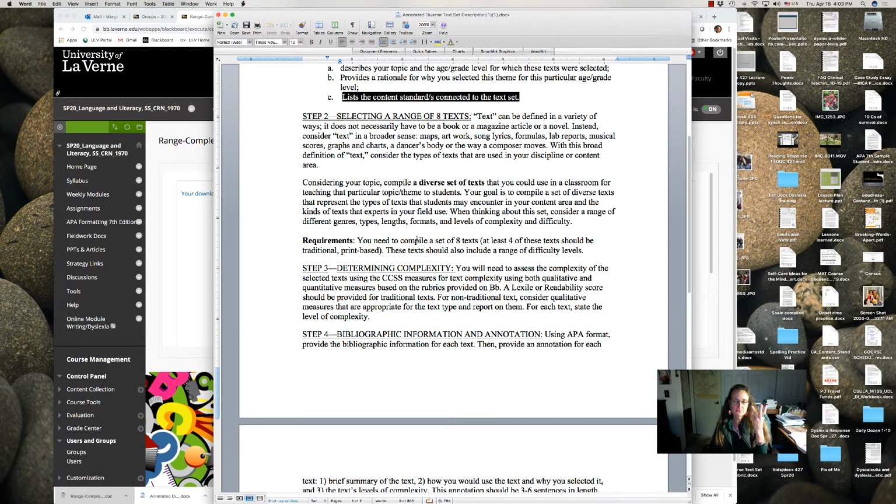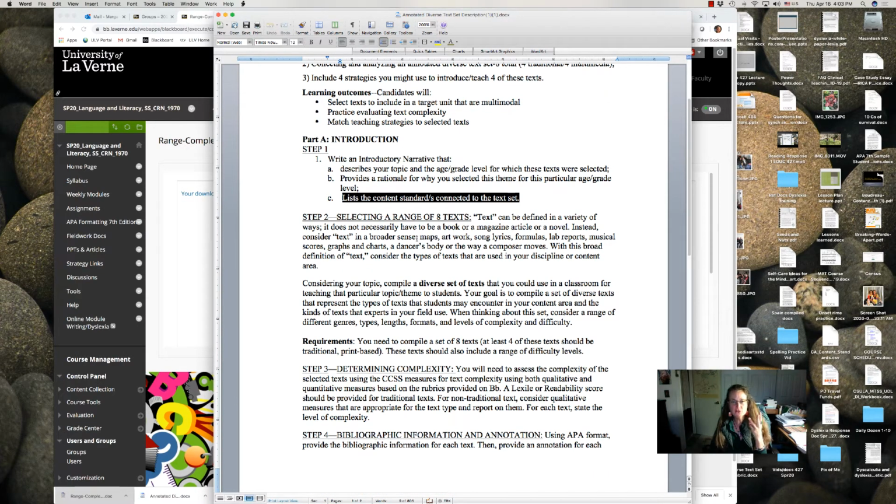So you're looking at 3 kinds of measures for each one of your traditional texts: quantitative, qualitative, and reader and task considerations. If it's a multimodal text, let's say it's an image or a poster, quantitative may not come into play. So in that case, you would just look at 2 levels, the qualitative and the reader and task considerations.